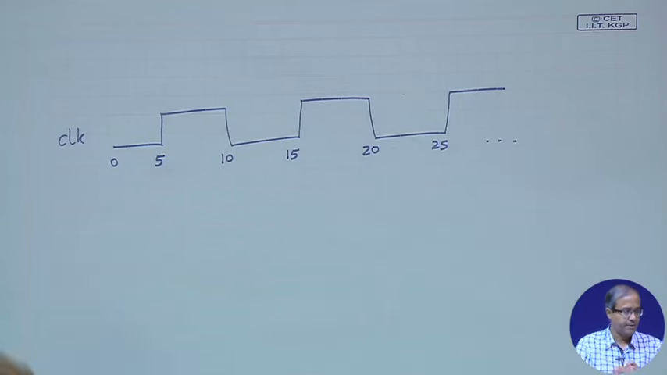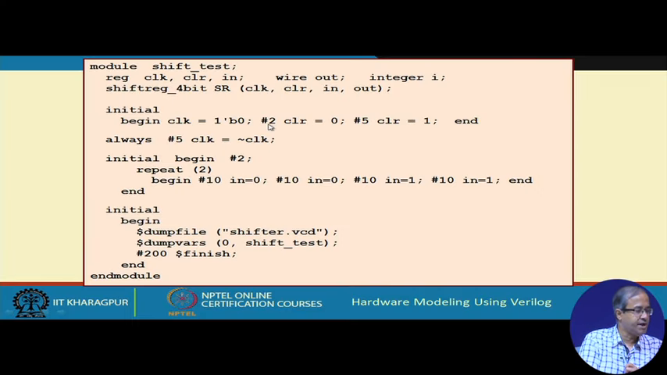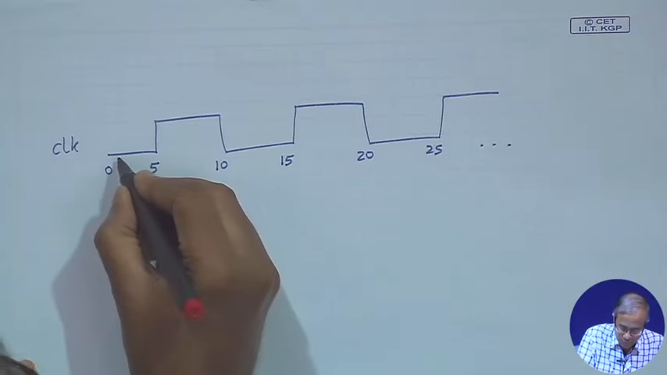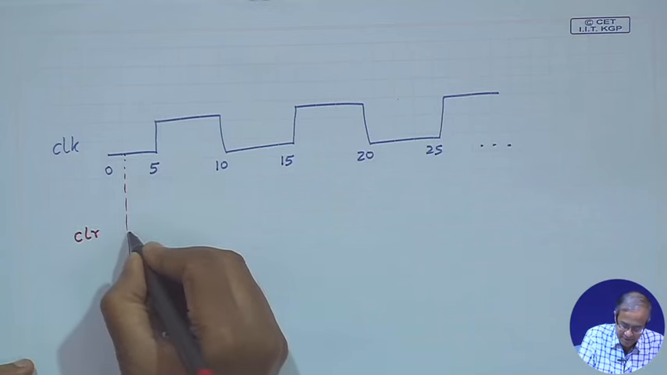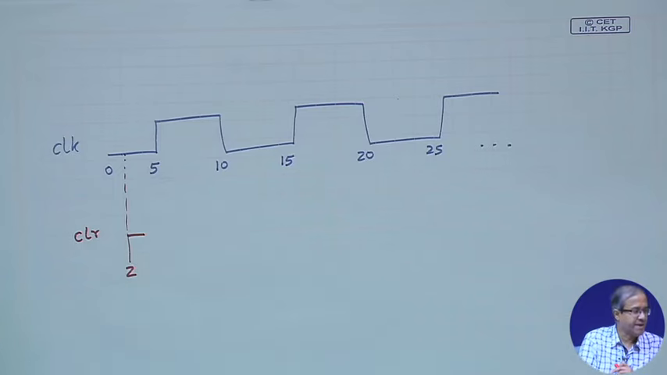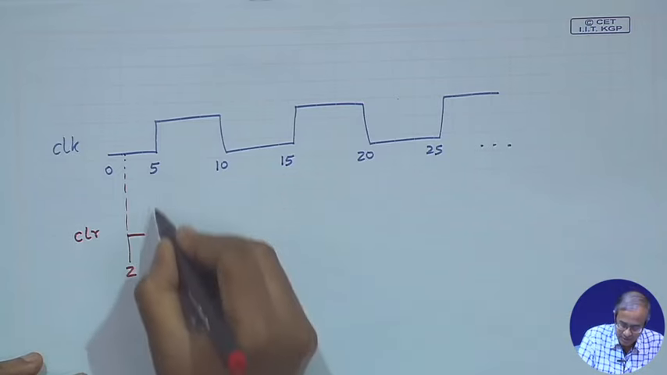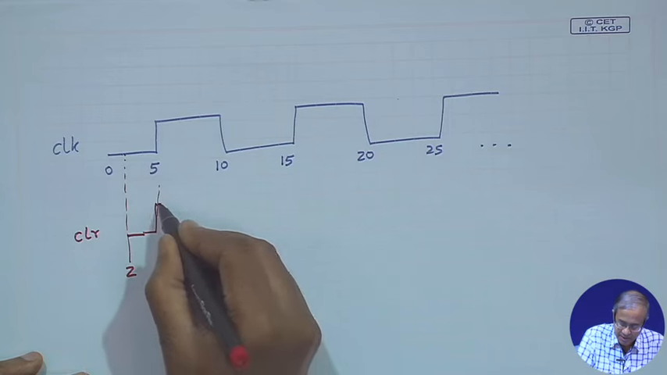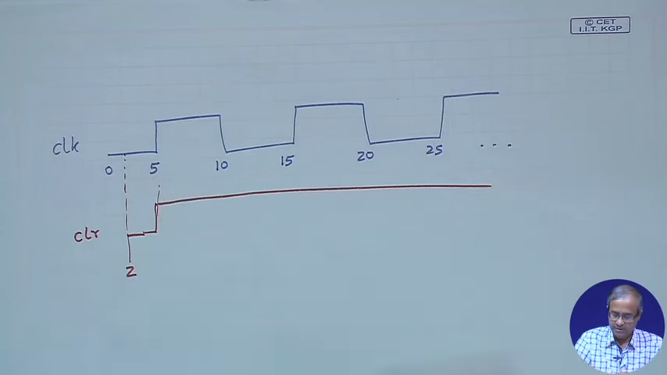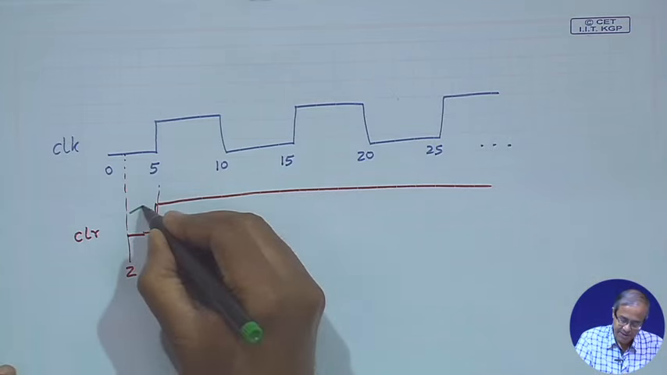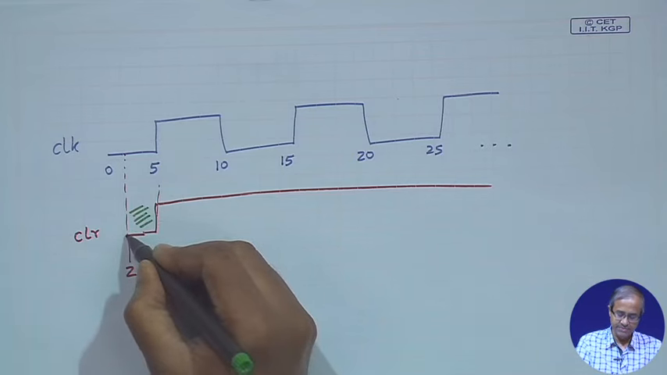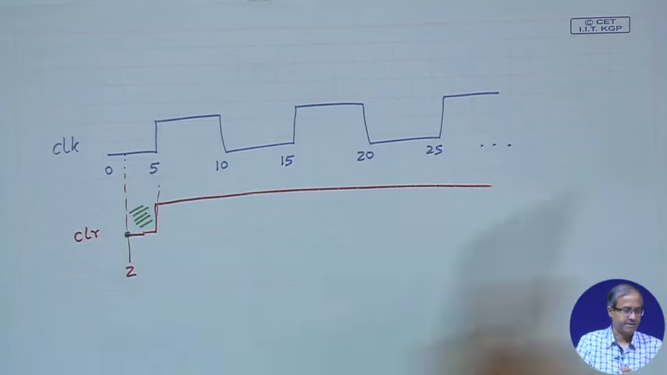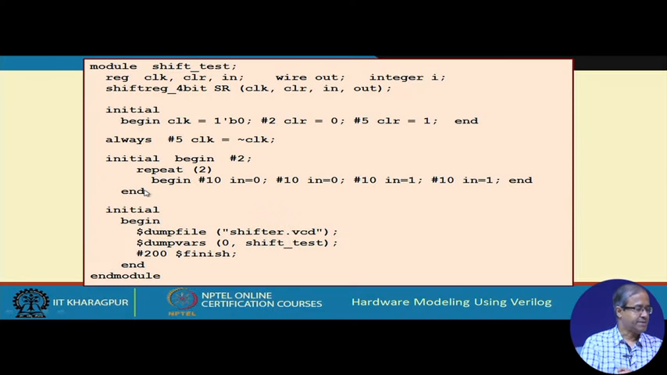Now, in between, I have set clear to 0 at time 2. So, at time 2, let us say somewhere here, I have made clear equal to 0, and again at time 5 I have made clear equal to 1, and I leave it at 1. What it means is that during this period the register will be cleared, because it has got a 0 edge here. Okay, fine.